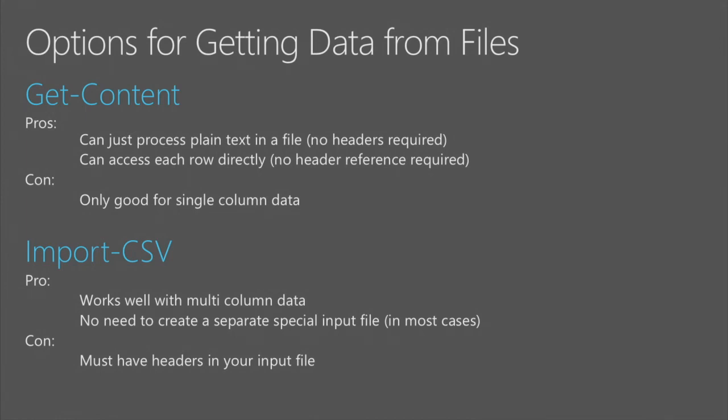Import CSV, on the other hand, works great with multi-column data because when I get individual objects, I have to reference the column header that I want to use at that point in time. So it's great for that, but I've got to have column headers and I've got to be able to reference those column headers. So it adds a little bit of complexity, but it's certainly the more powerful of the two, and I would definitely encourage you more towards import CSV and less towards get-content.